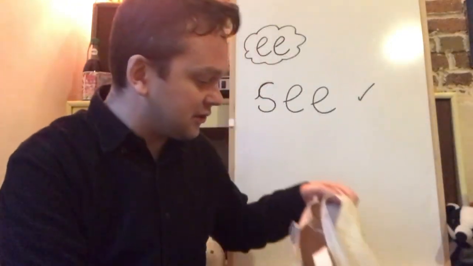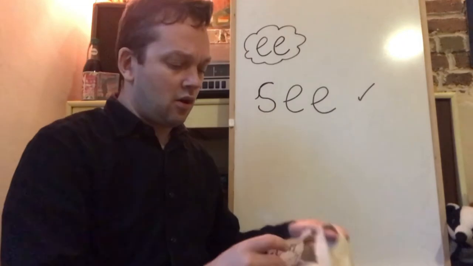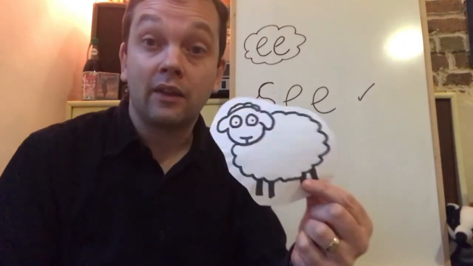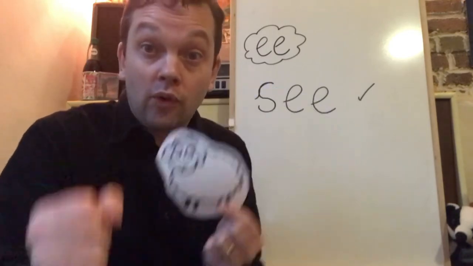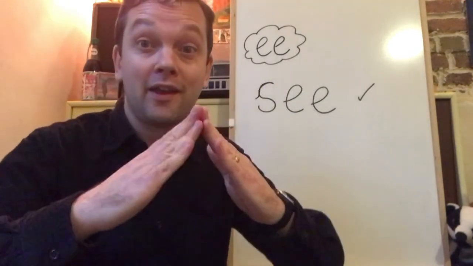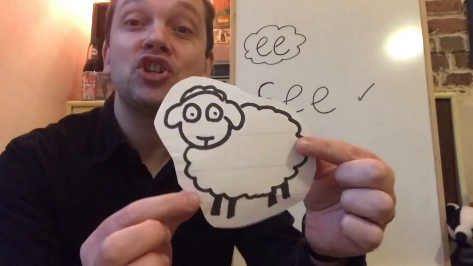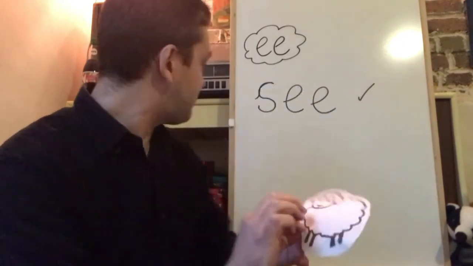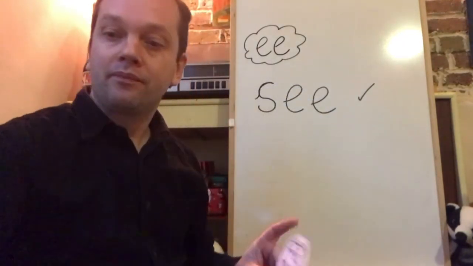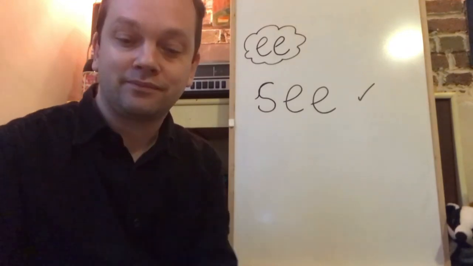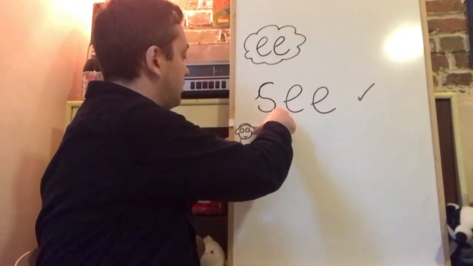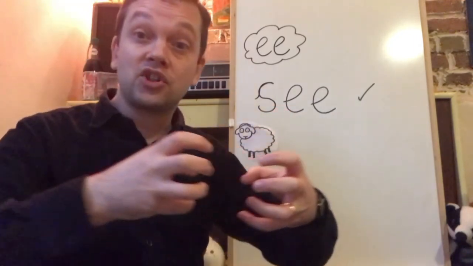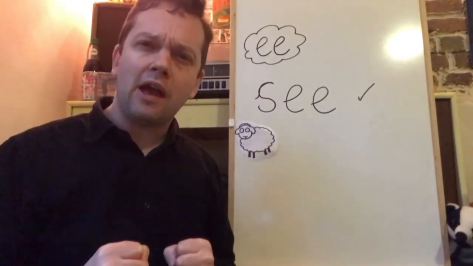Next thing in my bag today. Oh, look. Sheep. One woolly sheep won't stand still, running around on the hill. It's a sheep, a woolly sheep. I might stick him up here. Let's just get my blue tack. Sheep. Now, let's stretch that word out so we can hear every sound.